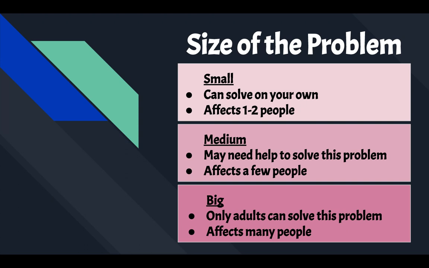A medium problem is when you might need a little bit more help. You might be able to solve it on your own, and the help that you get maybe doesn't even have to be from an adult. A medium problem usually affects a few people. An example of a medium problem would be if your window broke in your house. If you and your brother were playing baseball in the house and you broke a window, it is a medium problem. It's a little bit more serious than a small problem.